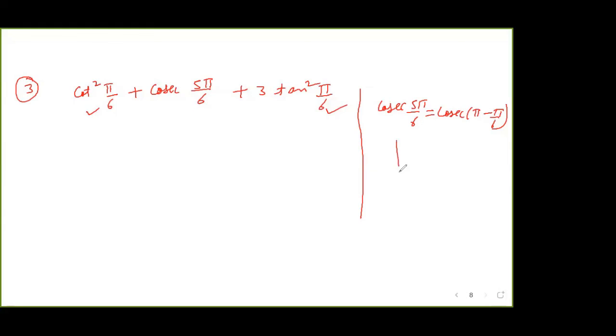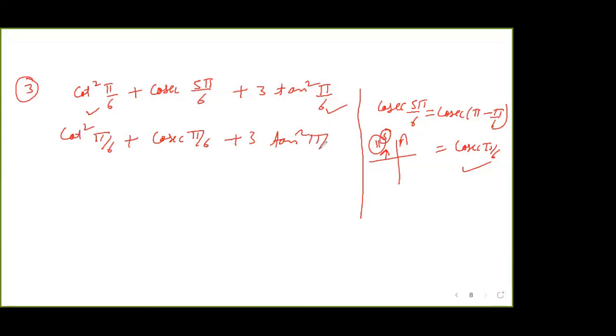Now it is the conversion in which pi minus theta you are taking in the second quadrant. In the second quadrant, sine and cosecant are positive, others are negative. It means you will get cosecant pi by 6. So cosecant 5 pi by 6 can be written as cosecant pi by 6. This you must know by the conversion rule. Now the question becomes cot square pi by 6 plus cosecant pi by 6 plus 3 times tangent square pi by 6.